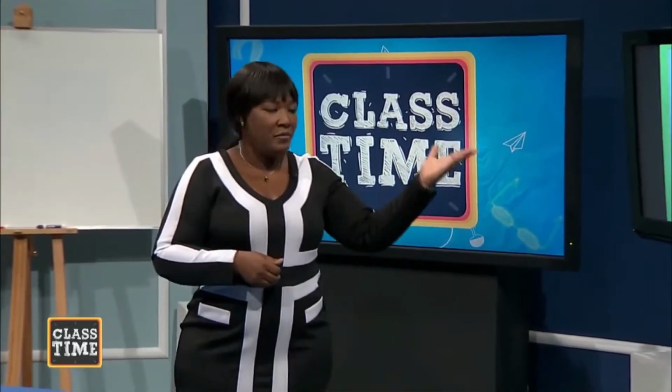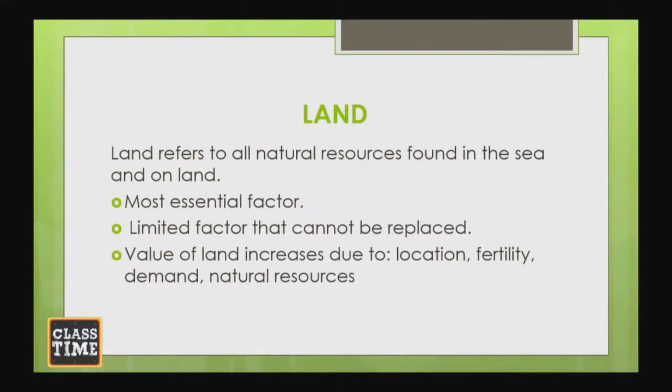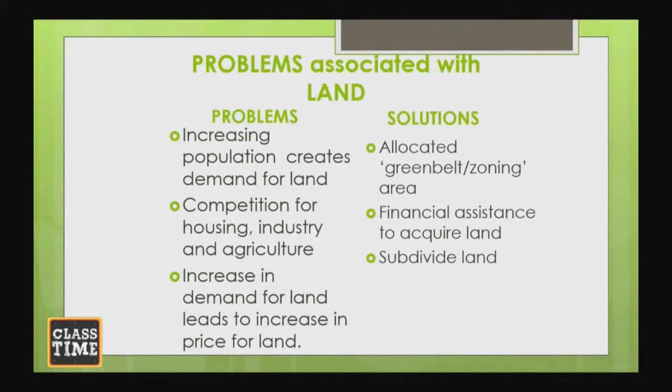Now, to every factor, you may have a few problems. Let's look at land. Problems that are associated with land. First thing, increased population creates demand for land. So if we have an increased population in an area, this would cause the demand for land to go up because we have more persons wanting the land to use. We look too at the competition for housing and industry and agriculture.